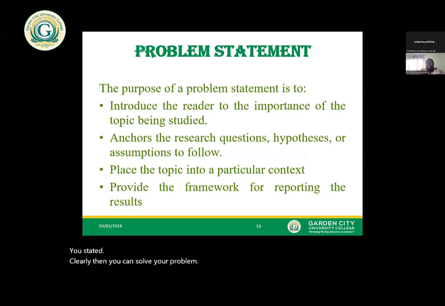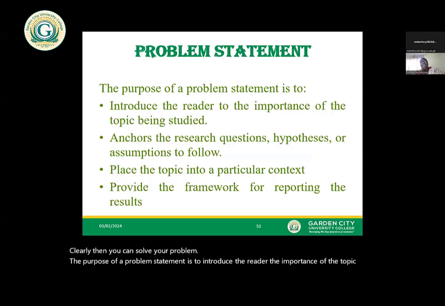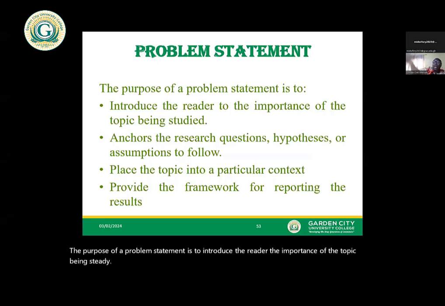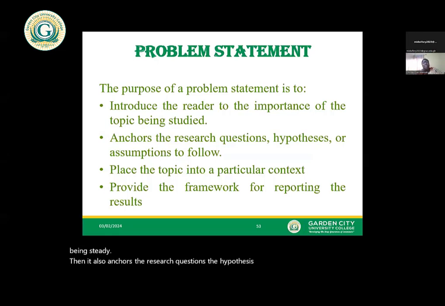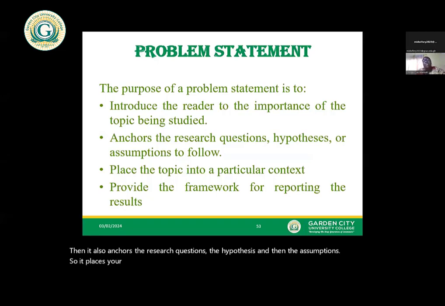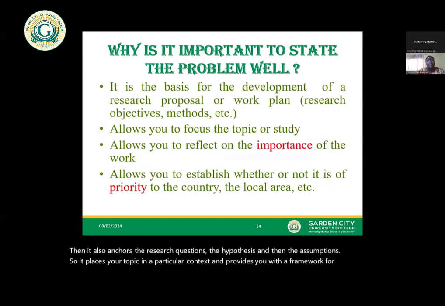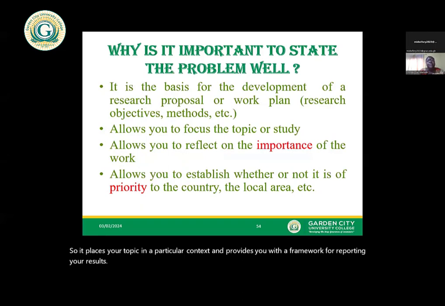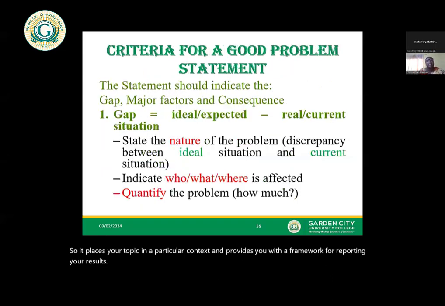The purpose of a problem statement is to introduce the reader to the importance of the topic being studied. Then it also anchors the research questions, the hypothesis, and then the assumptions. So it places your topic in a particular context and provides you with a framework for reporting your results.